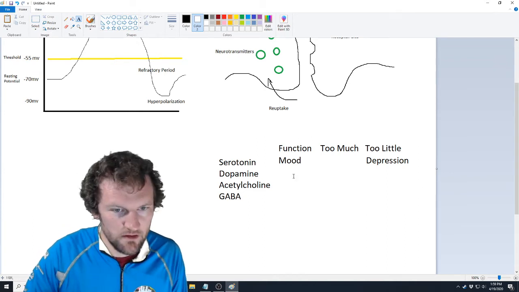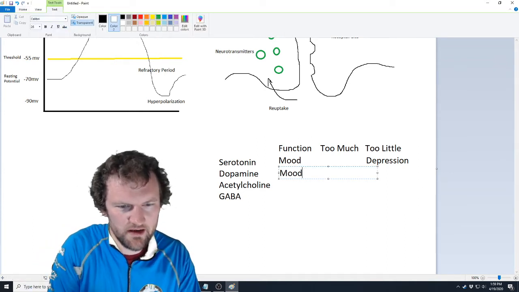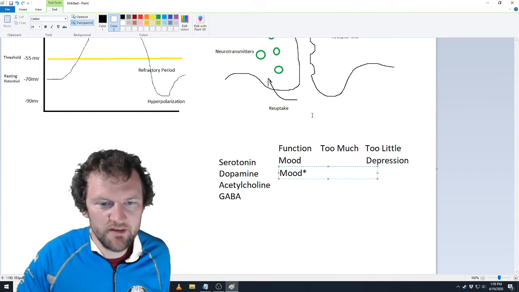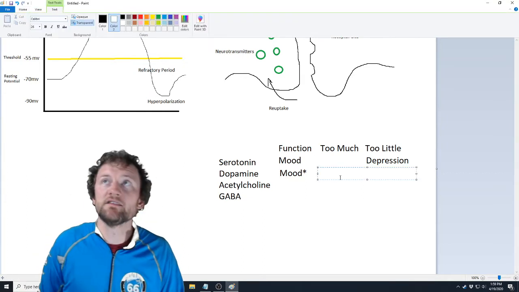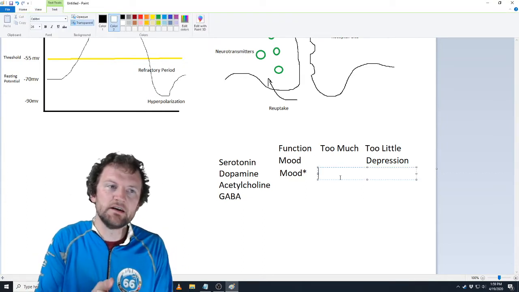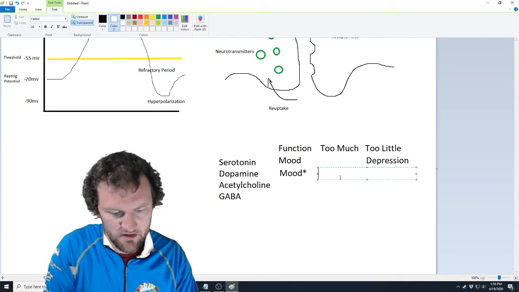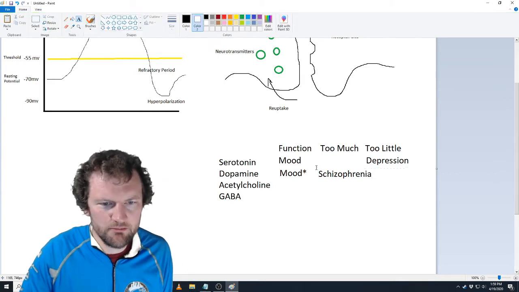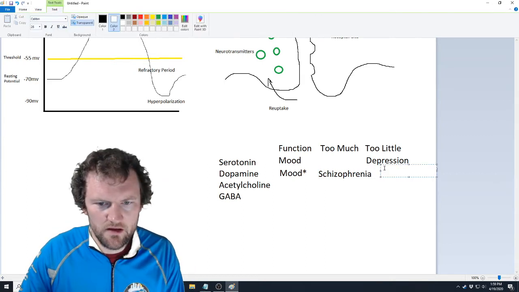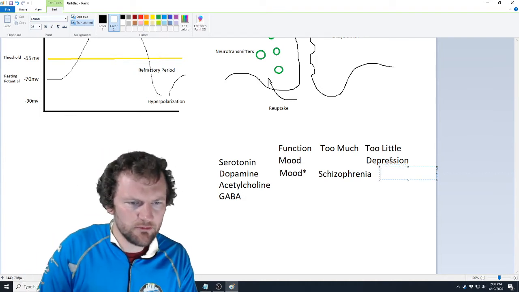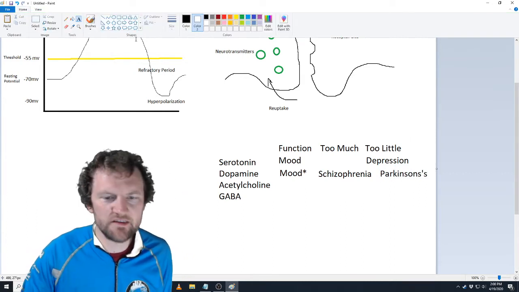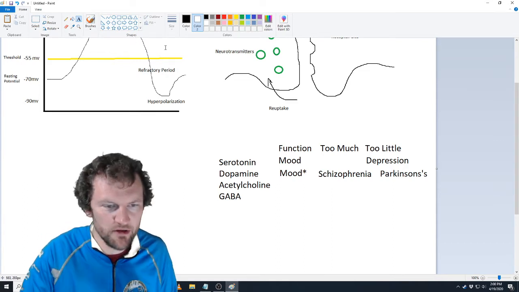Dopamine is also kind of mood. I'll put an asterisk because it's mood and a whole bunch of other stuff. But if you have too much dopamine, it can cause schizophrenia, or at least schizophrenia is overactive dopamine receptors. So too much dopamine would cause schizophrenia or psychotic symptoms. Too little dopamine would cause Parkinson's disease, which doesn't seem to make any sense because schizophrenia and Parkinson's seem to have nothing to do with each other, but that's what it does.